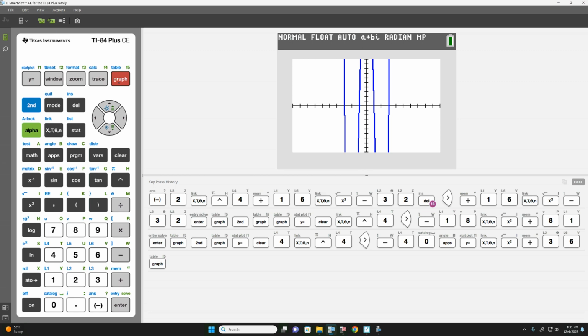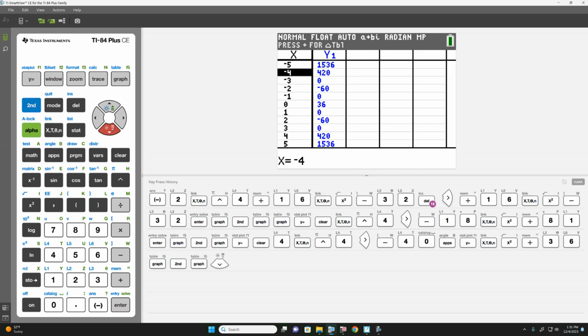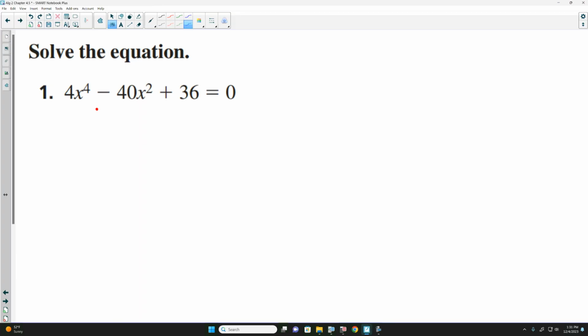How many times does it cross the x-axis? 4. And our values are negative 3, negative 1, 1, and 3. Because again, we're looking for what value of x makes the y value be 0. So we have these here. Now we'll pick this up tomorrow.